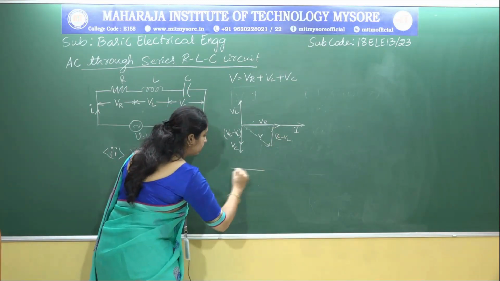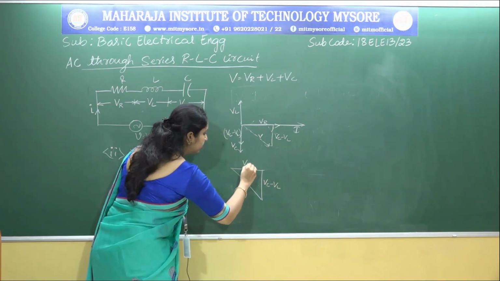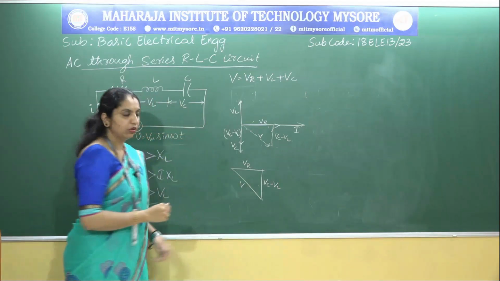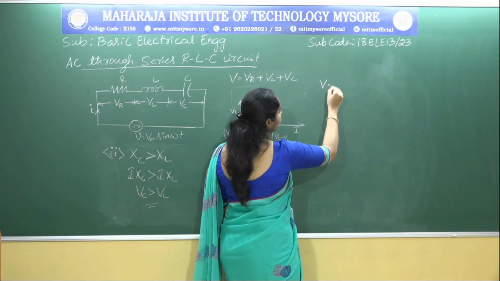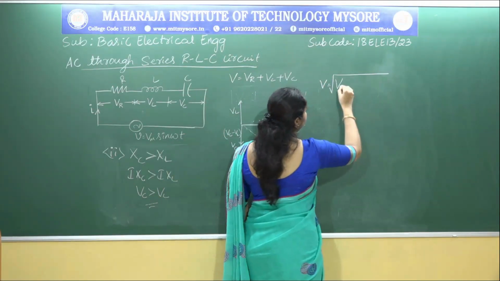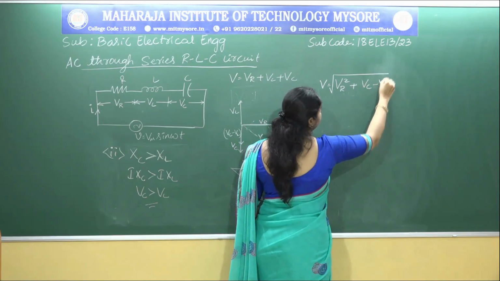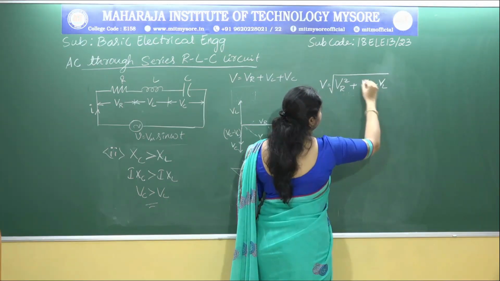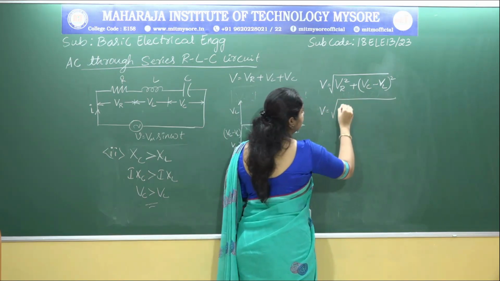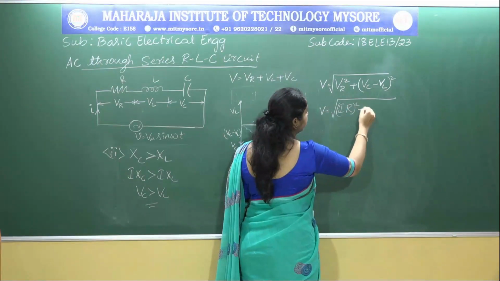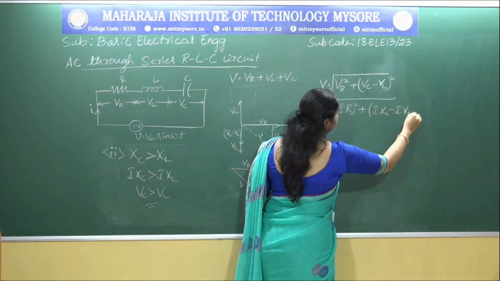So let me rewrite the voltage triangle here. This becomes VC minus VL, and this is VR, and this is V. Now based on the voltage triangle, we are going to have the equation as V is equal to the square root of VR square plus (VC minus VL) whole square. Let us expand this equation, which is (I into R) whole square plus (I into XC minus I into XL) whole square.